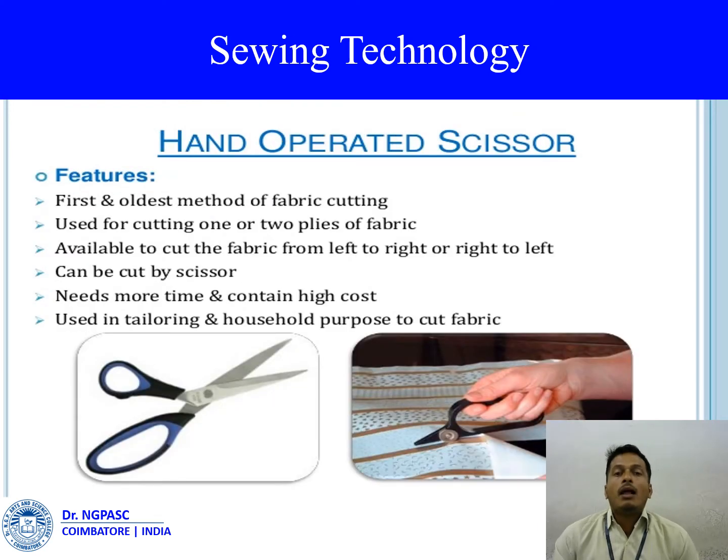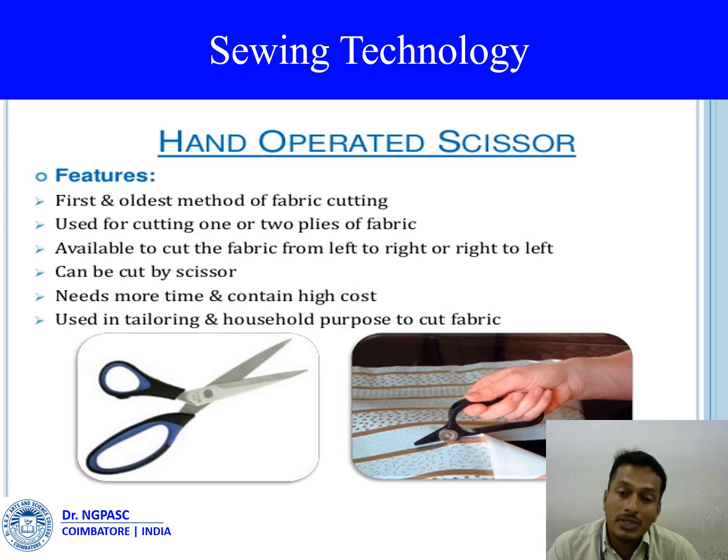First one, the hand operated scissors. Just see this picture, there are two knives. That is a hand operated scissor. It is the first and oldest method of fabric cutting. First of all, people used only this method, and then advanced technology was developed.